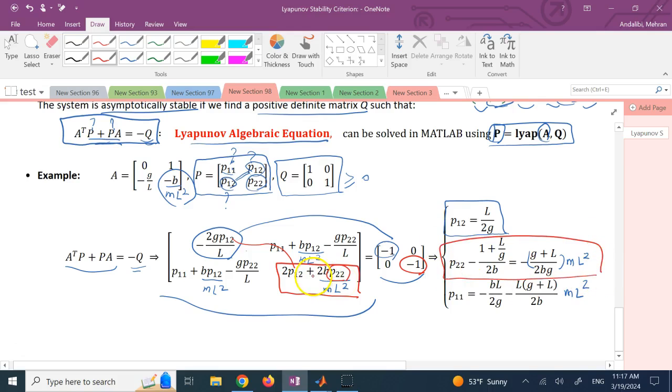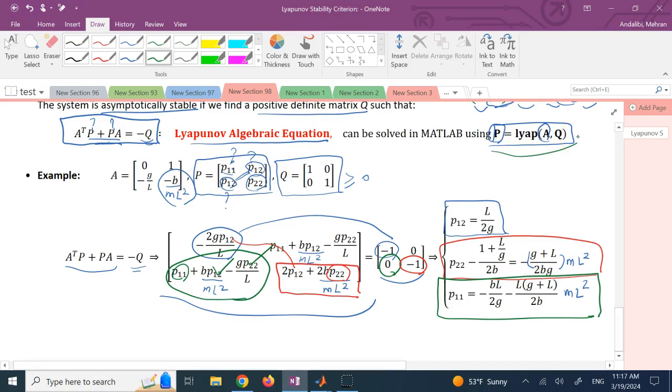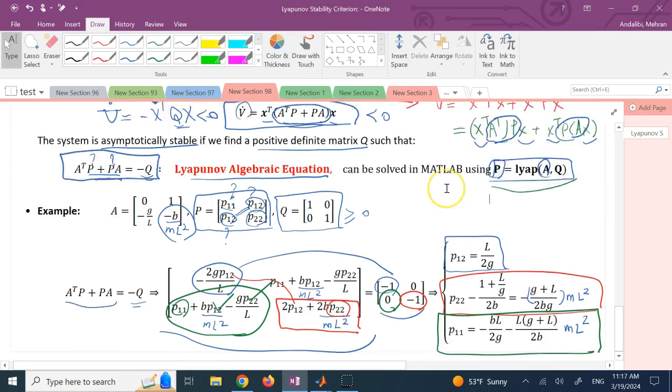And once you know P22, you go to one of these off-diagonals, let's say this one, and compare it against that. Now you have this one and this one. You solve for P11, which is going to be this. Okay, done. So as soon as you pick those numbers and plug in, you can get the system to be proven as stable. And again, if you know the numbers, you can use the lyap function to give you P as the solution.